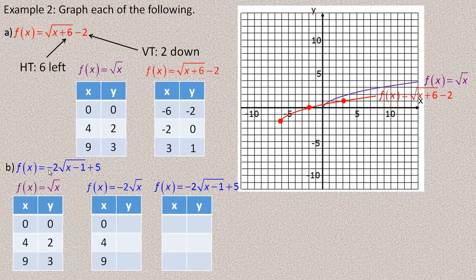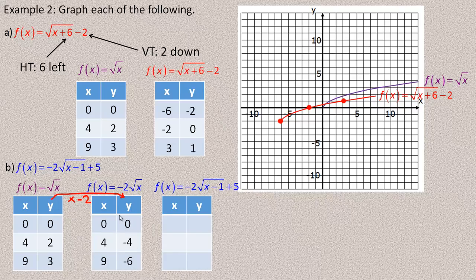So this is a vertical stretch of factor 2, and then we multiply it by -1 to make the opposite sign. So we're really taking all the y values and multiplying by -2. And so if you do that, 0 times -2 of course is still 0. 2 times negative 2 is negative 4, and 3 times negative 2 would be negative 6.